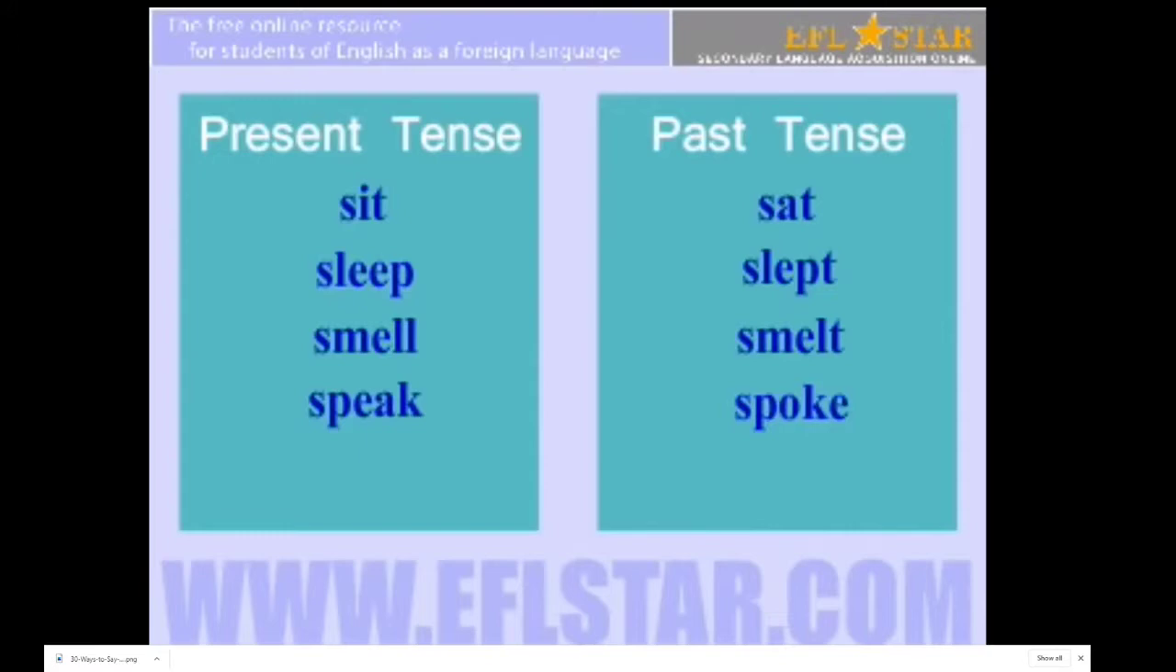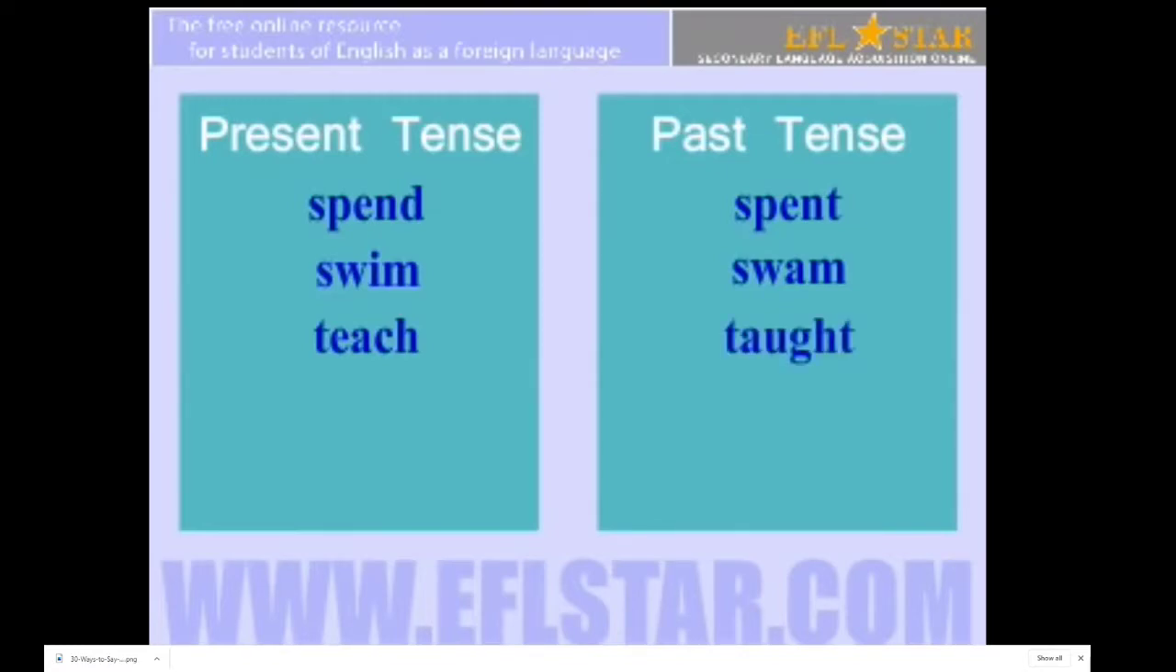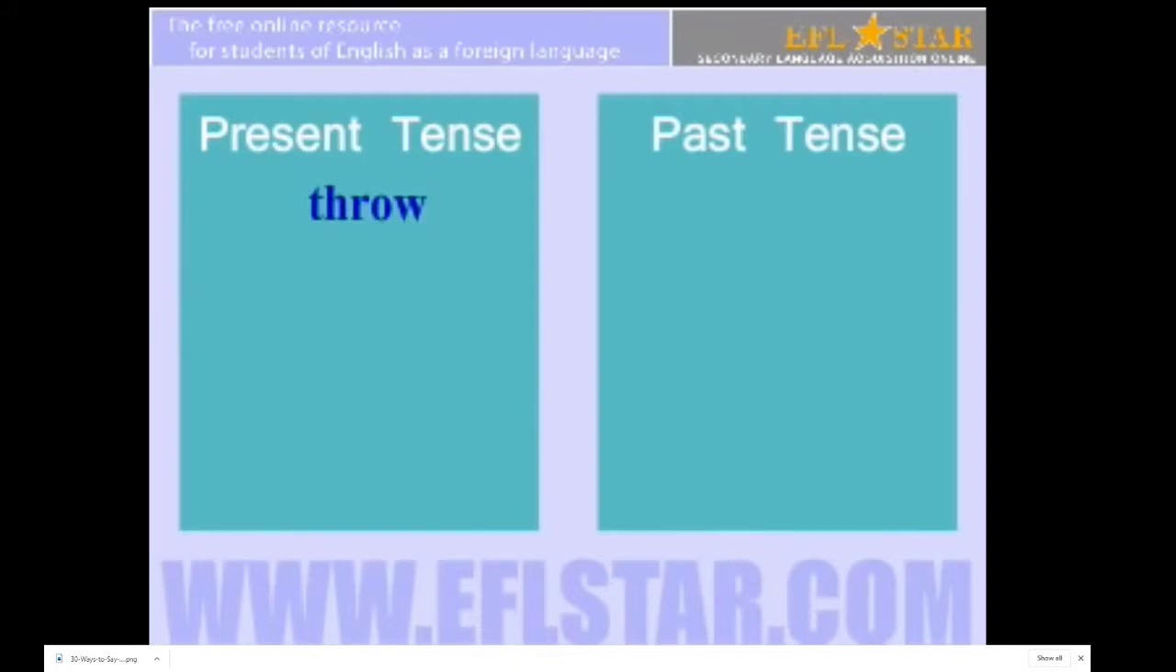Speak, spoke, speed, sped, spend, spent, swim, swam, teach, taught, tell, told, think, thought, throw, threw, win, won, write, wrote.